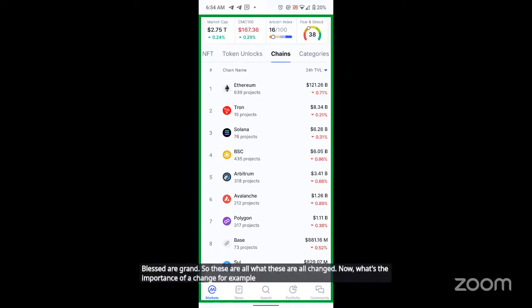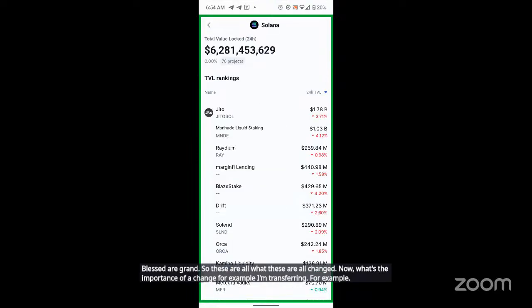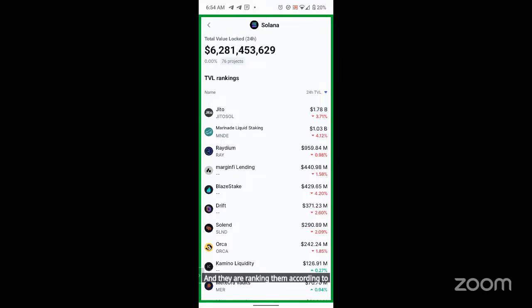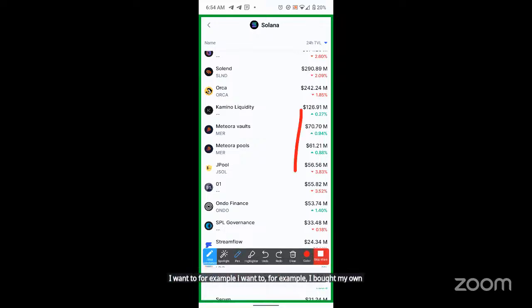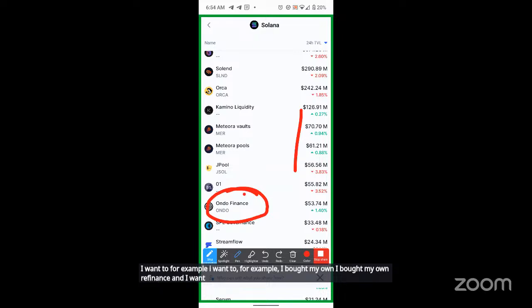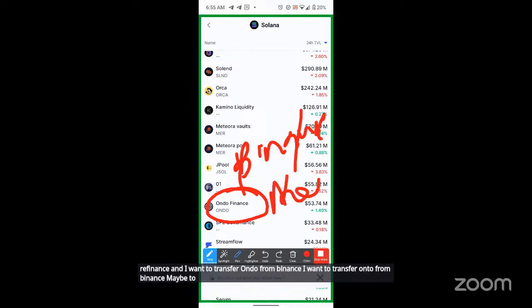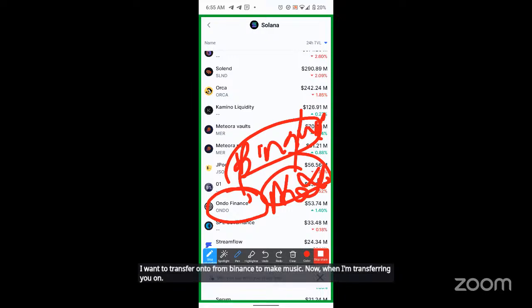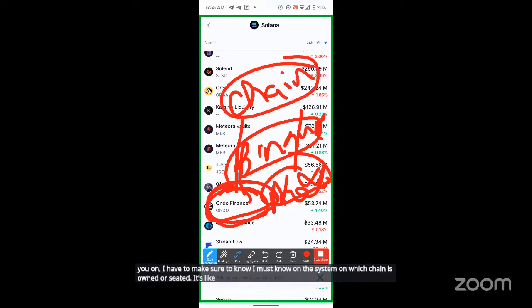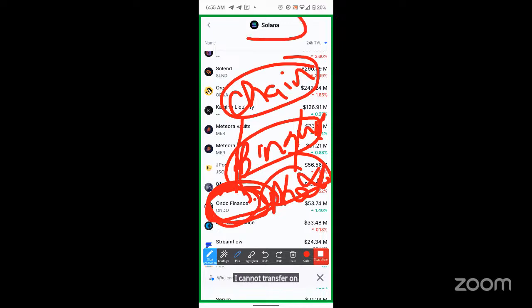Now, what's the importance of a chain? For example, when you look at Solana, Arbitrum, I see it has very many tokens or coins, and they rank them according to the total value locked of a coin. Say I bought Ondo Finance, and I want to transfer Ondo from Binance to make Zik. When I'm transferring Ondo, I must know on which chain Ondo is seated, such that I can transfer Ondo using the Solana network. You understand? So that is the Solana network.